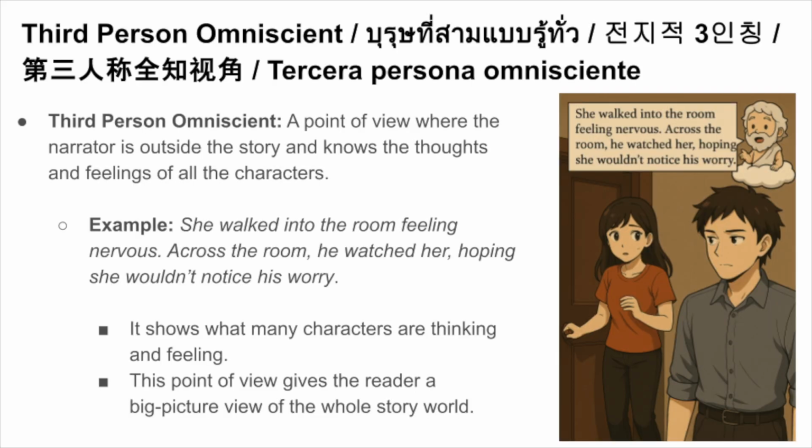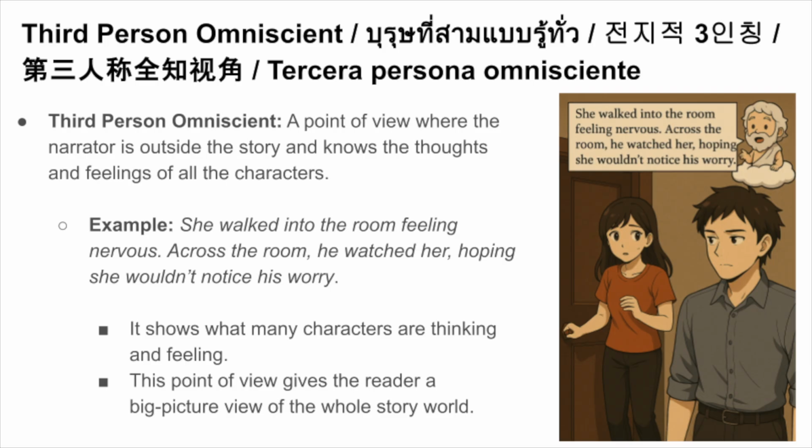Slide 9, third person omniscient. Third person omniscient is a point of view where the narrator is outside the story and knows the thoughts and feelings of all the characters. For example, she walked into the room feeling nervous. Across the room, he watched her, hoping she would not notice his worry.